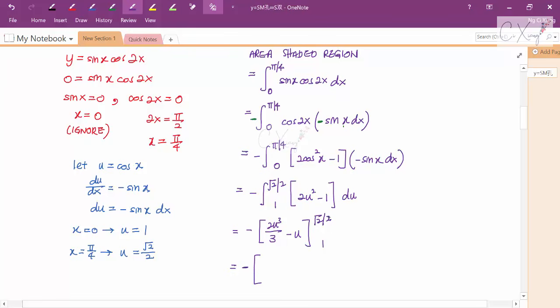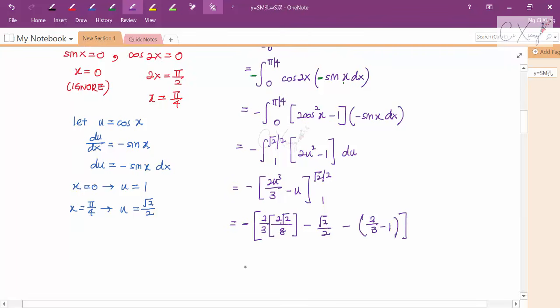When you have square root 2 over 2 and you take it to power 3, personally I will factorize out the 2 power 3 first, and the u power 3, I will rewrite as square root 2 over 2 power 3. When I simplify it, it will become square root 2 over 8. Then minus the u means minus square root 2 over 2. Then minus again, substituting the 1 into the equation, you have 2 over 3 minus 1.